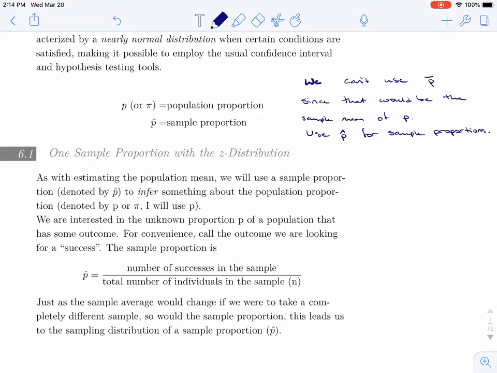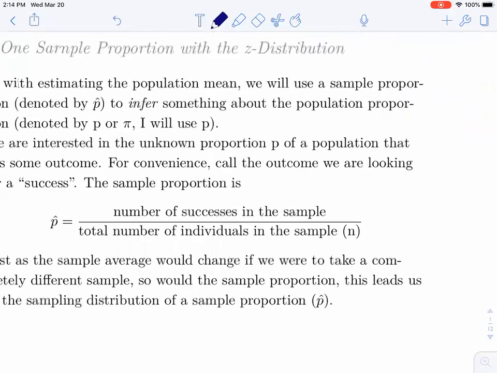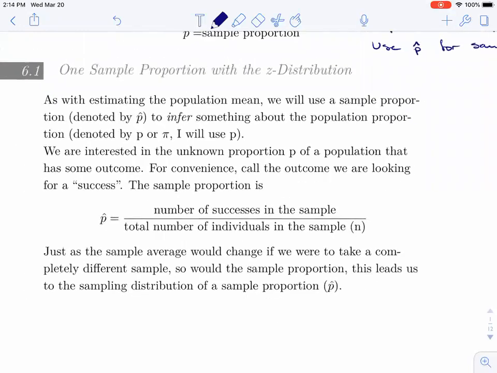Okay. First, let's talk about what p hat is. P hat is the number of successes in a sample over the total sample size, right? And so 4 out of 5 dentists, 4 dentists agree out of 5 answered, that kind of thing. And so it's that kind of question.